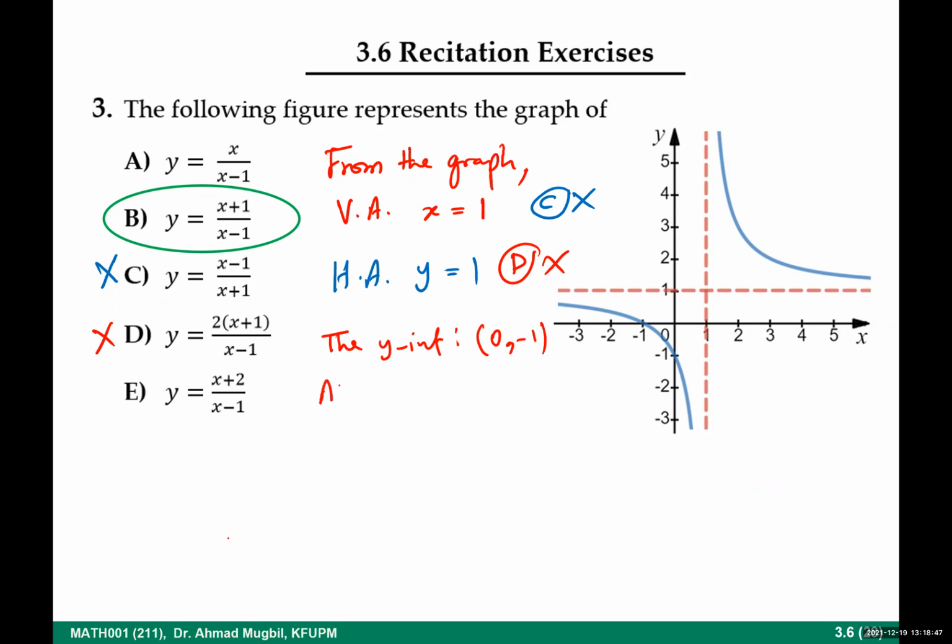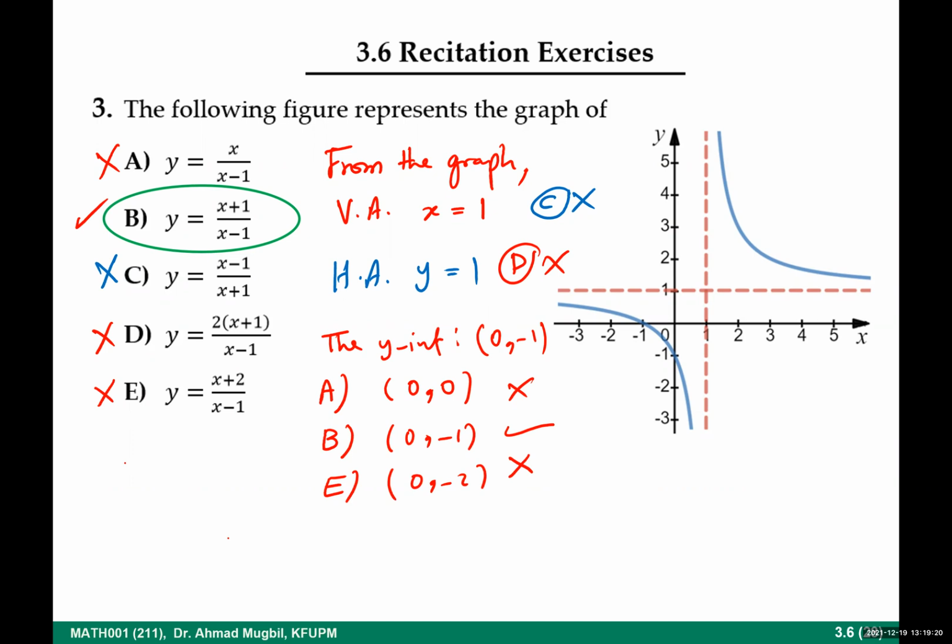Let's go to A and check. What will happen in A? If x is 0, we will get 0. So this is excluded. It is not an option. This will exclude A. Now what about B? When x is 0, what will you get? -1. It is in. Now let's go to E, what is left. When x is 0, we get 0 and -2, it is not. It is out. So now we are sure that our answer is B. You can also use the x-intercept as a checkpoint, just to make sure that it is really B.